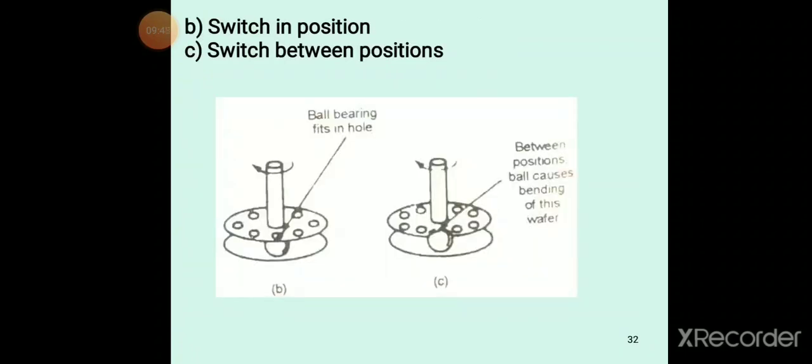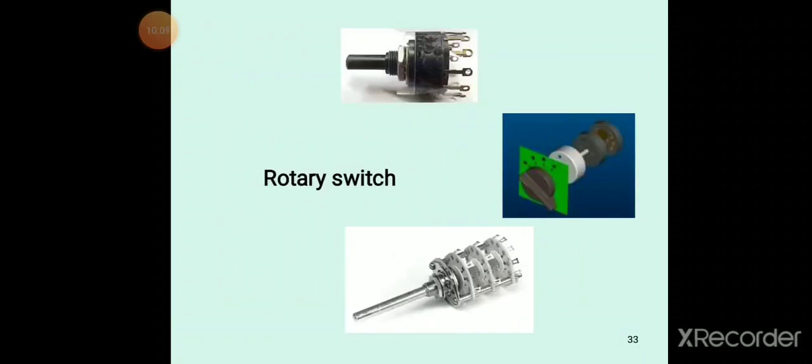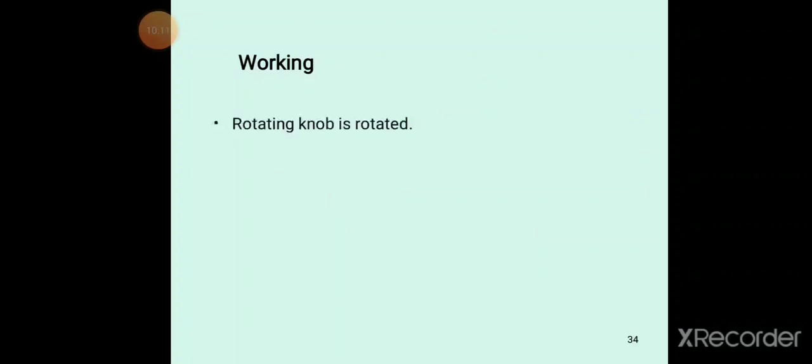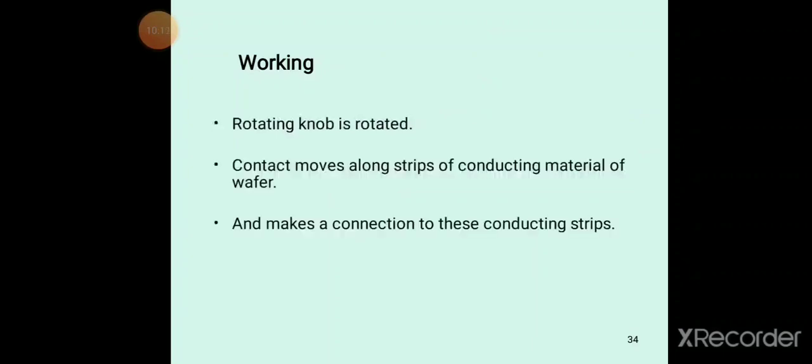Switch in position, switch between positions. You see here, the ball bearing fits in the hole. Between positions, the ball causes the bending of this wafer. You can see the rotary switch. We have seen one slide, but you see here we have multiple slides and multiple connections also. So what is the working of the rotary switch?